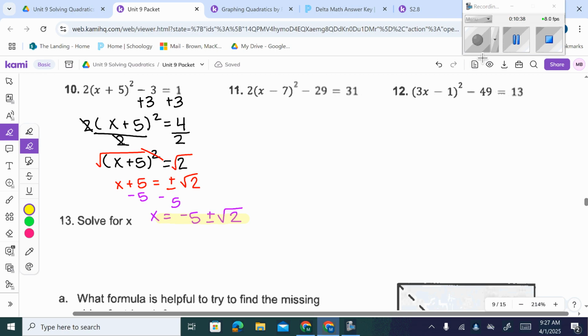What would you like to do first on number 11? What do you want to do, Landon? Add 29. Love it. Add 29.